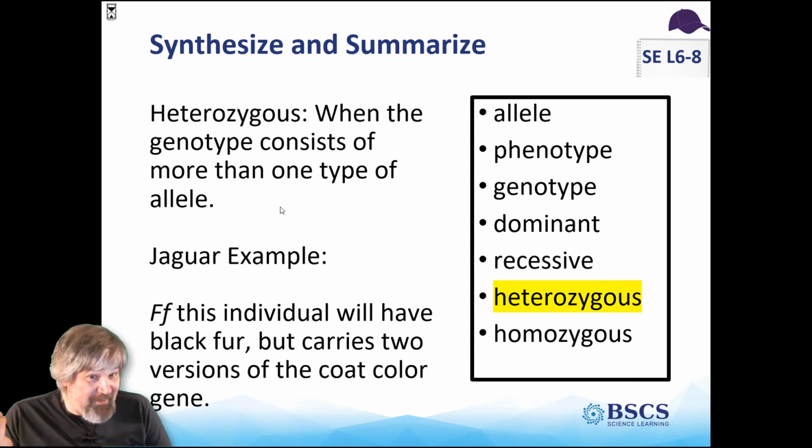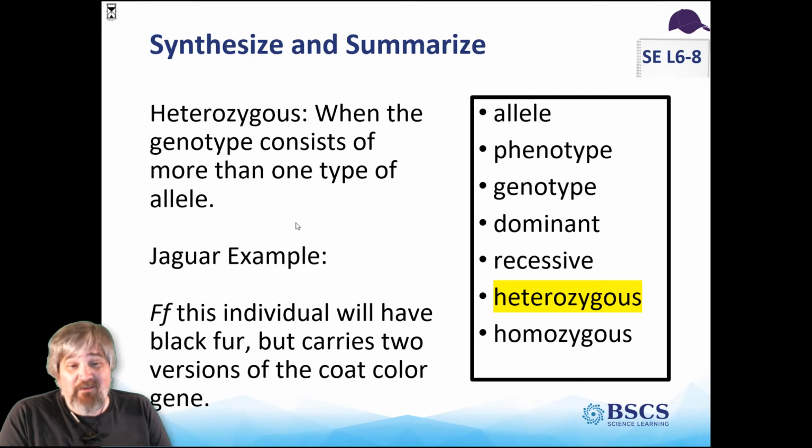So an individual can be said to be heterozygous for a particular trait when that genotype consists of more than one type of allele. And in the jaguar, that's the big F, little f. That individual has black fur because the big F is dominant, but they also have the recessive allele too, the little f. So if they have offspring, 50% of them are going to get the little f. And so again, two versions of the same gene, and that makes it a heterozygote.